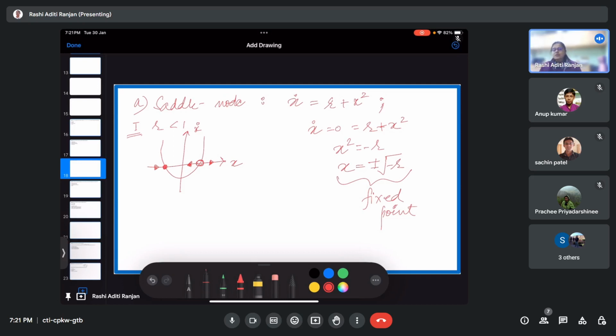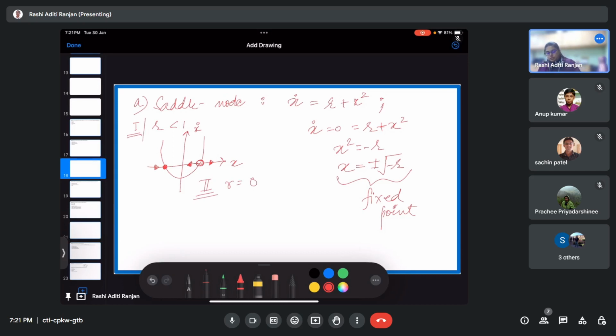Okay, so what is happening is at r less than 1, the system is having a stable equilibrium point and an unstable equilibrium point. Now let me come to case 2, r is equals to 0. I'm taking it at a much faster pace because I have limited time and I have to discuss MATLAB also with you people.